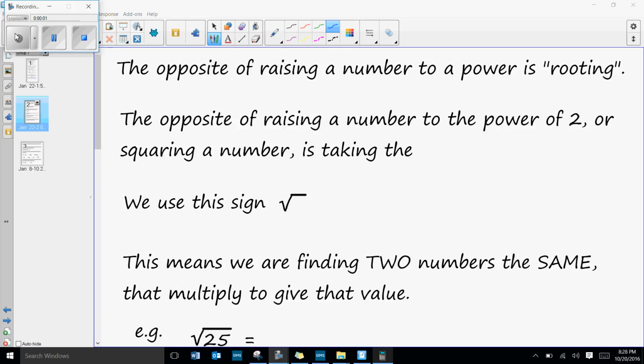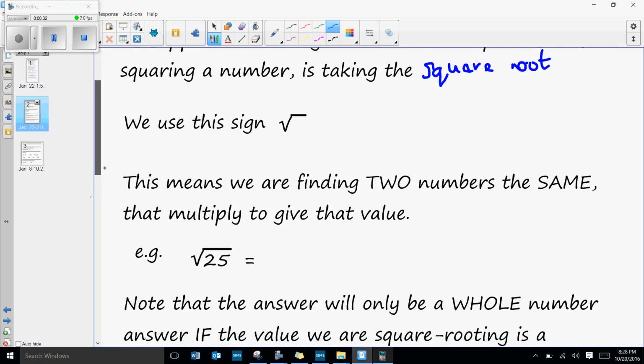The opposite of raising the number to a power is what we call rooting. The opposite of raising a number to the power of 2, or squaring a number, is taking the square root. And we use this sign. This means that we need to find two numbers that are the same that multiply to give that value.